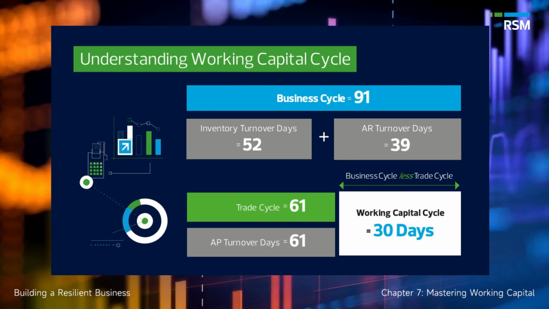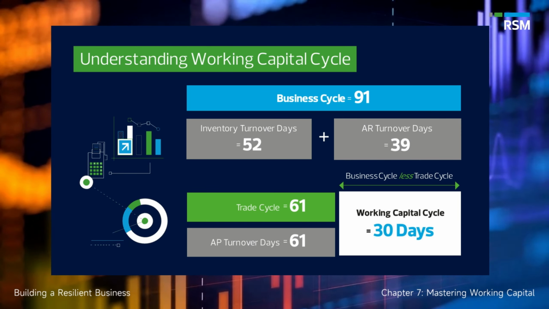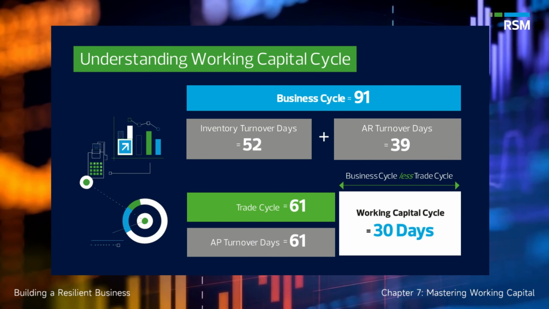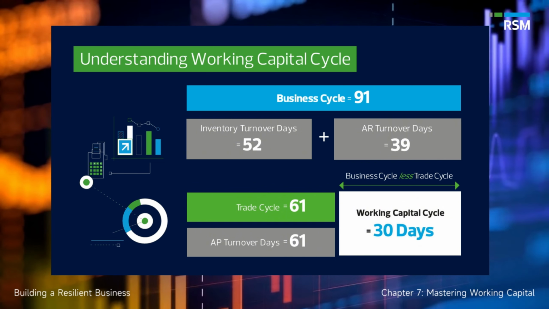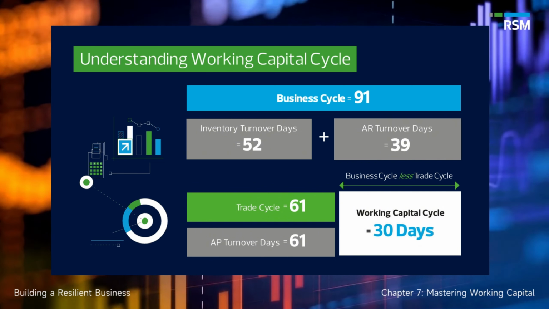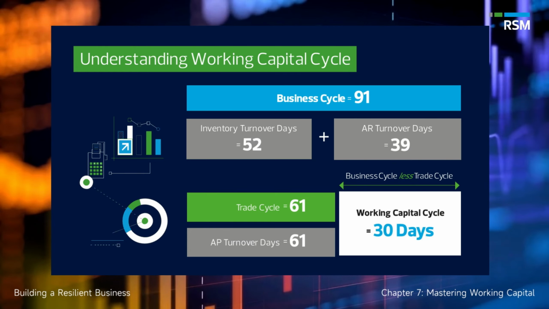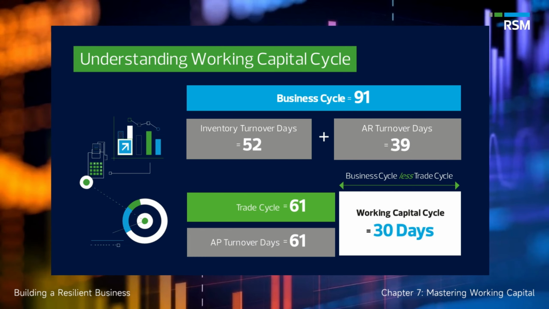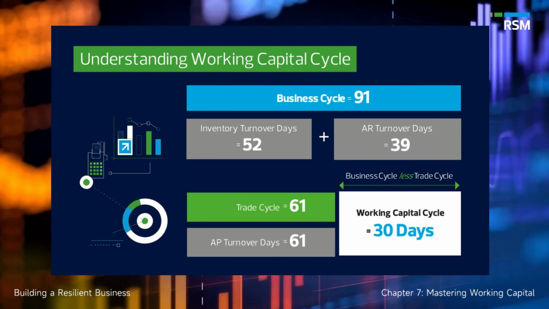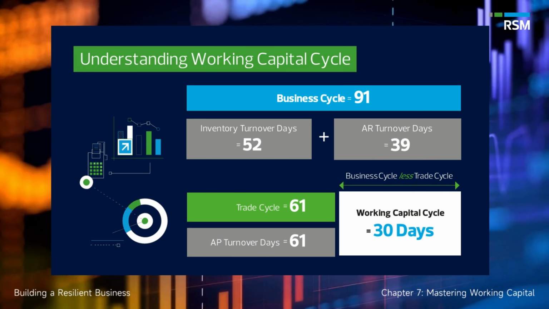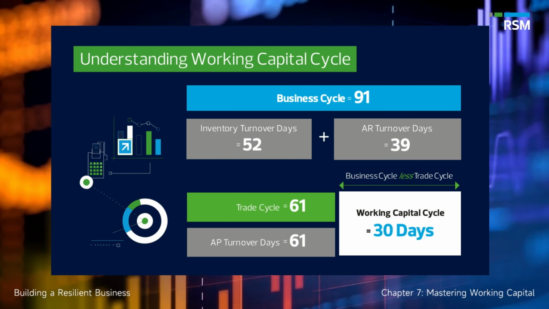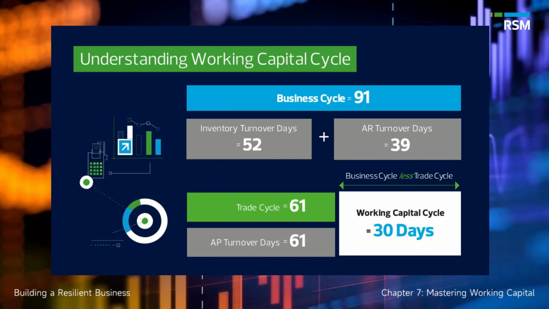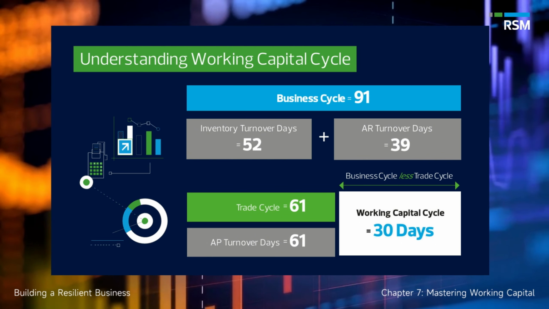To calculate the working capital cycle, the formula is inventory turnover days plus accounts receivable turnover days minus accounts payable turnover days. So, plugging in the numbers from our example, the working capital cycle is 30 days. This means that, on average, it takes the business 30 days to convert its investments in inventory and accounts receivable into cash, after accounting for the time it takes to pay suppliers.